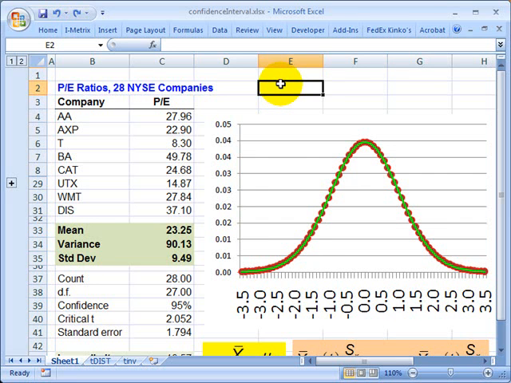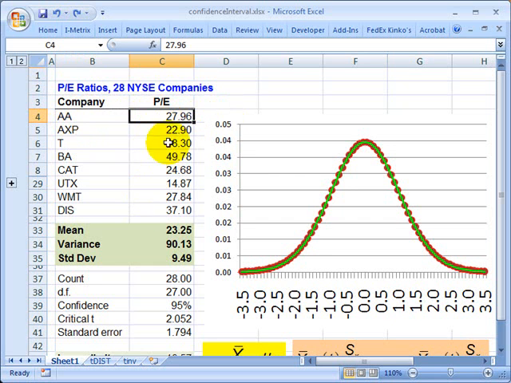Hi, this is David Harper of Bionic Turtle with an illustration of how we construct a confidence interval, one of the two approaches we use in statistical inference. To do that, I've pulled a list straight from Gujarati's Essentials of Econometrics. This is a simple list of PE ratios, that's price to earnings ratios, for 28 New York Stock Exchange companies. The date doesn't matter for our purposes.